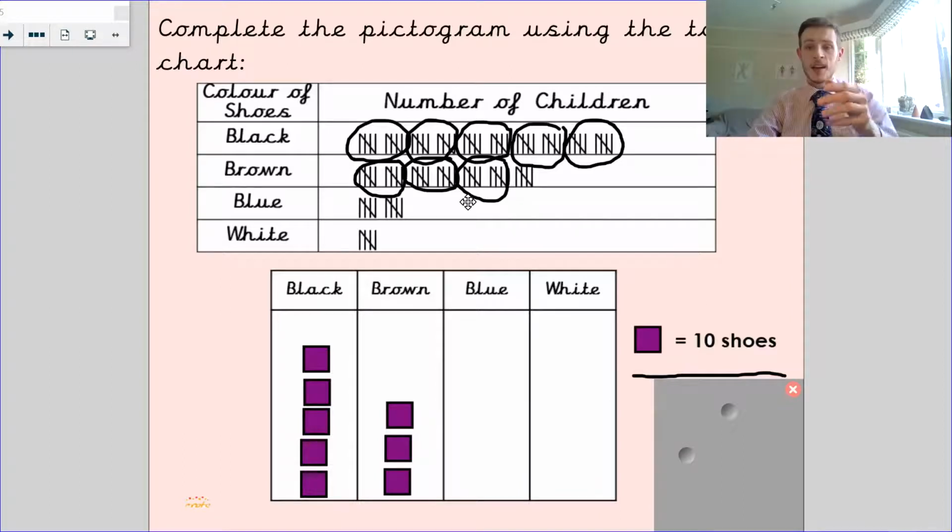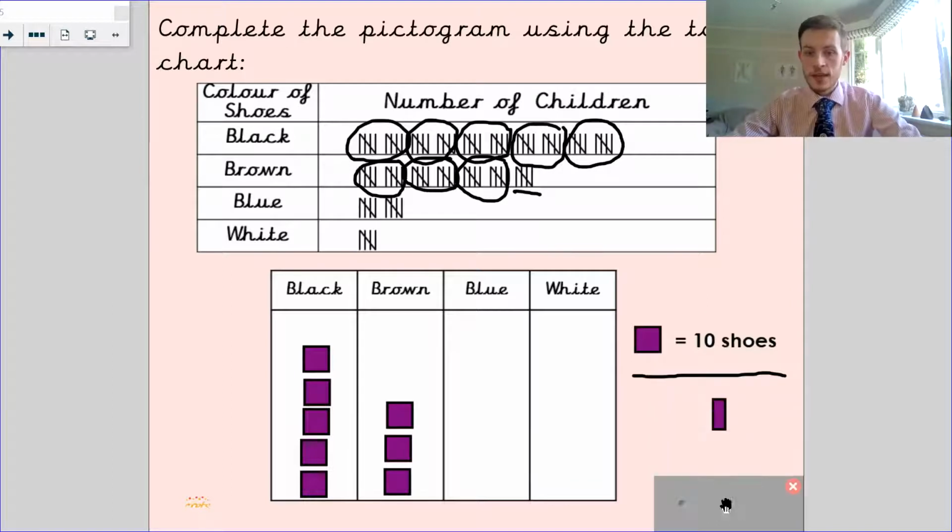What is half of 10? It's 5, which is what I've got left over. 5 is half of 10, which means I need to put in half. I need to put in a half of my drawing, which is what I've got here. I've got half of one of my drawings here.